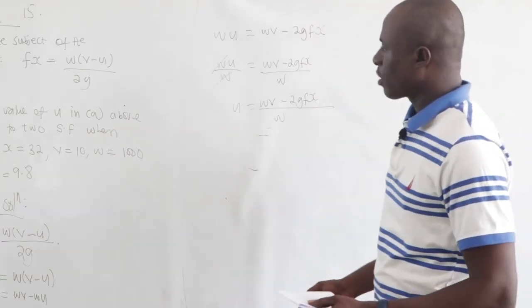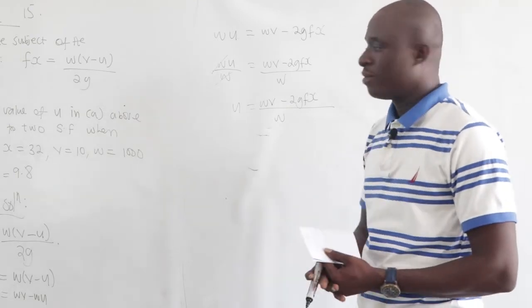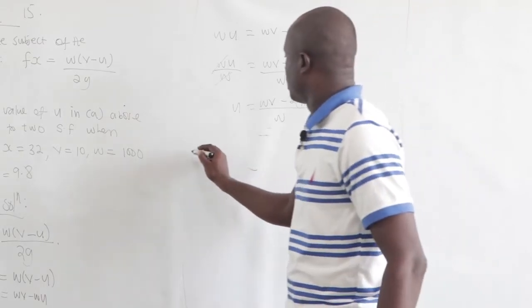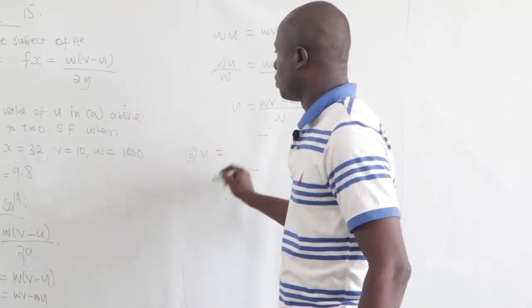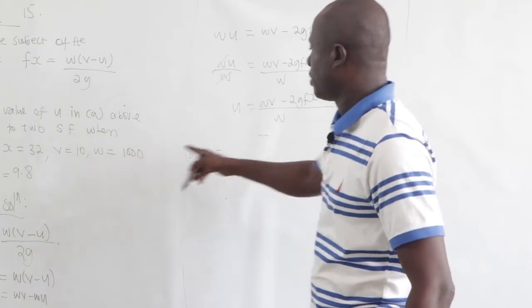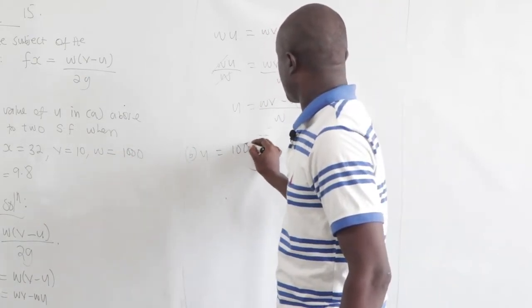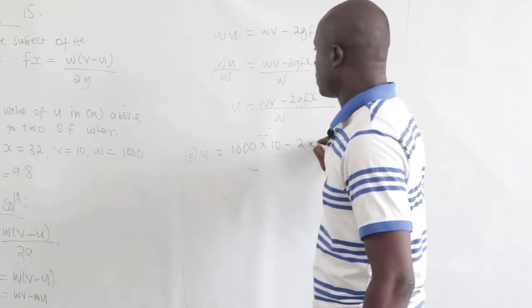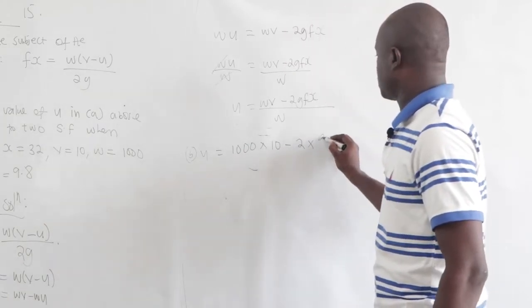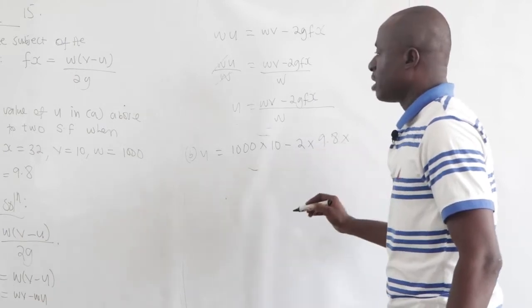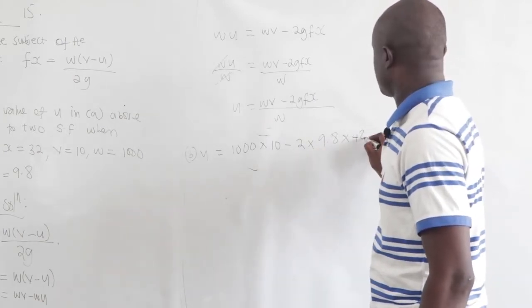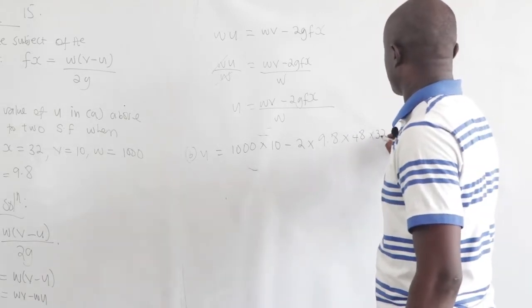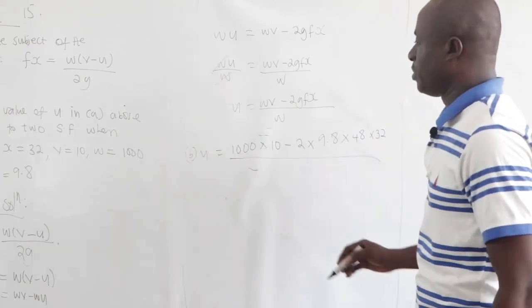Now, what is our f? What is our x? What is our v? What is our w? So we know that. Now we want to find u. Our w is 1000. So we have 1000 times v. V is 10. Minus 2 times j. Our j is 9.8. Our f is 48. Our x is 32. All over w.